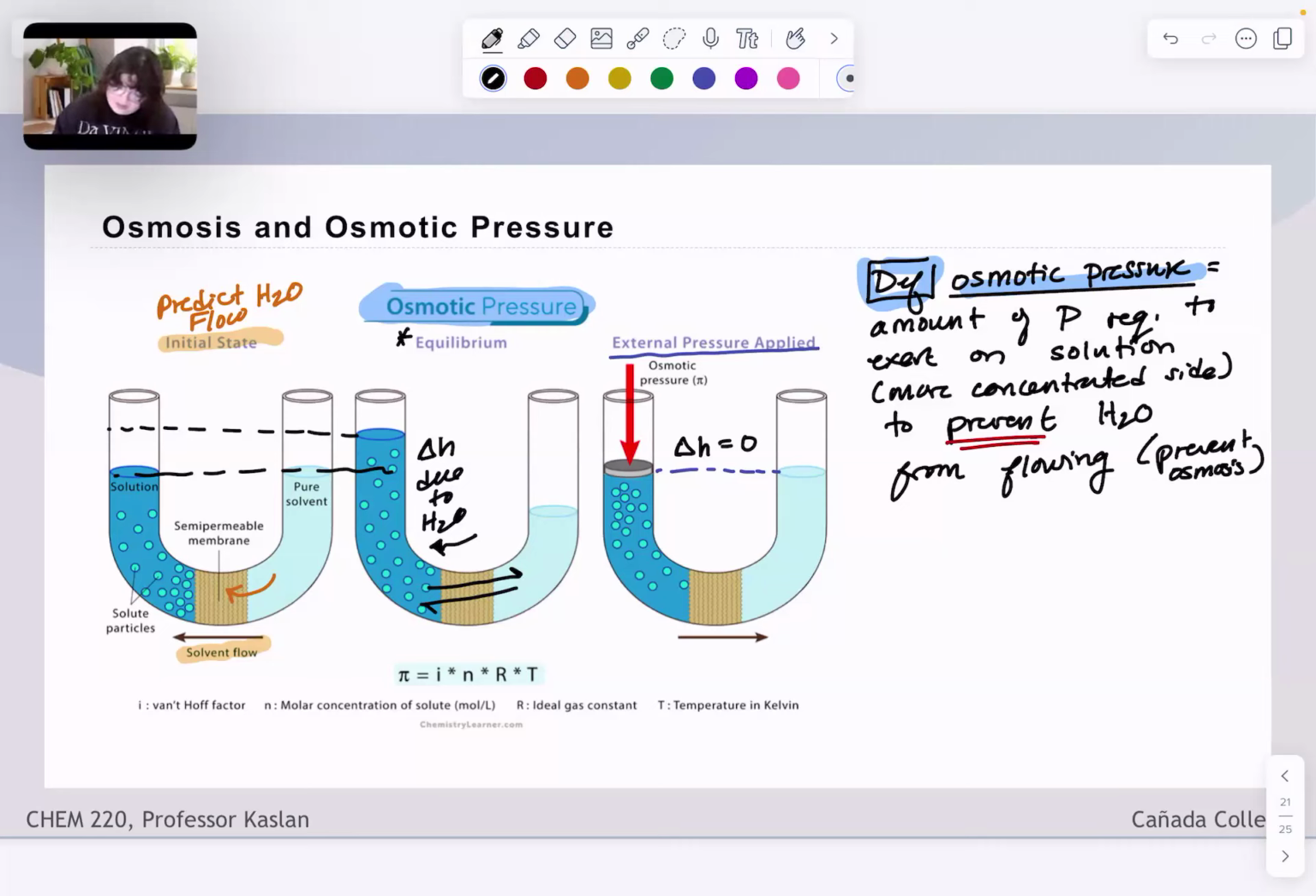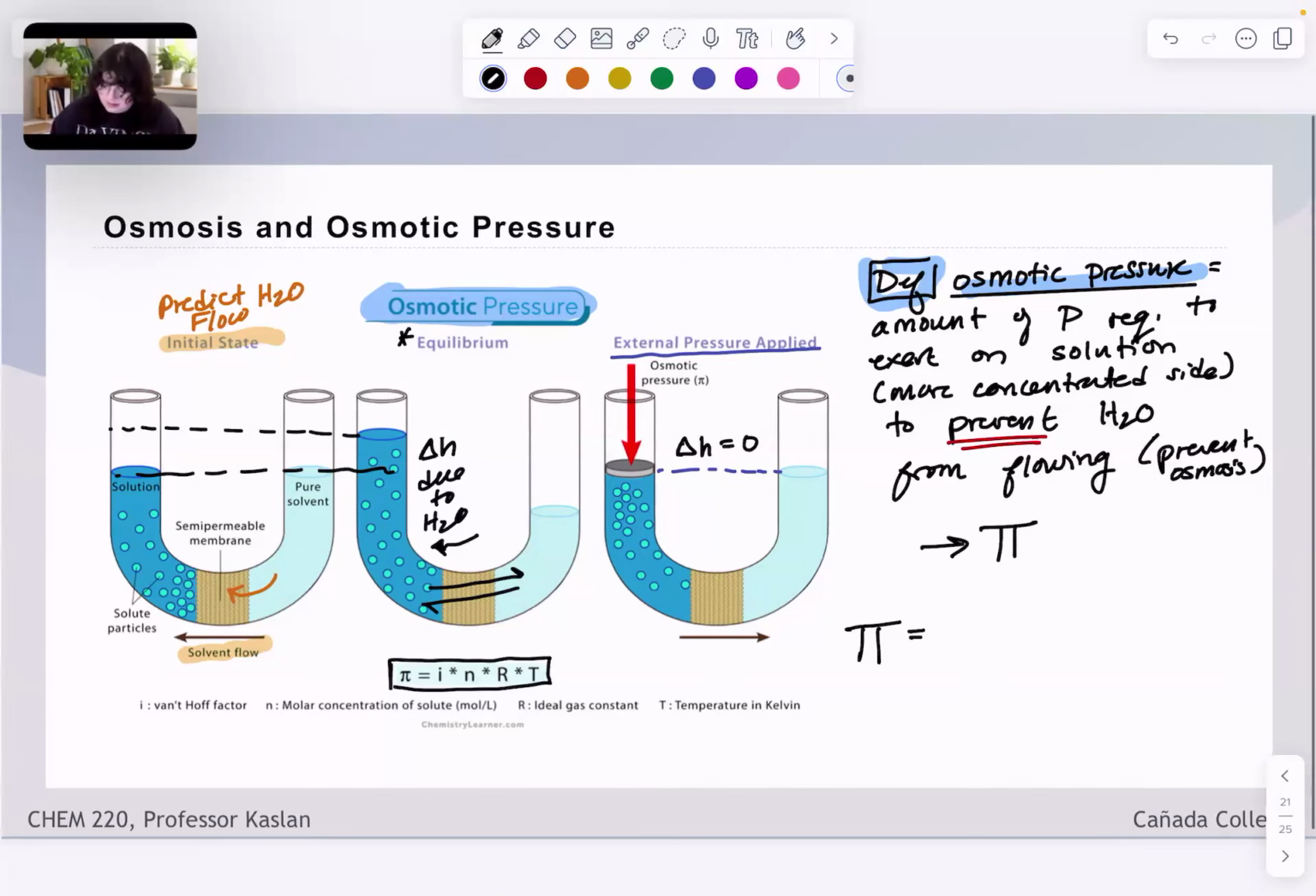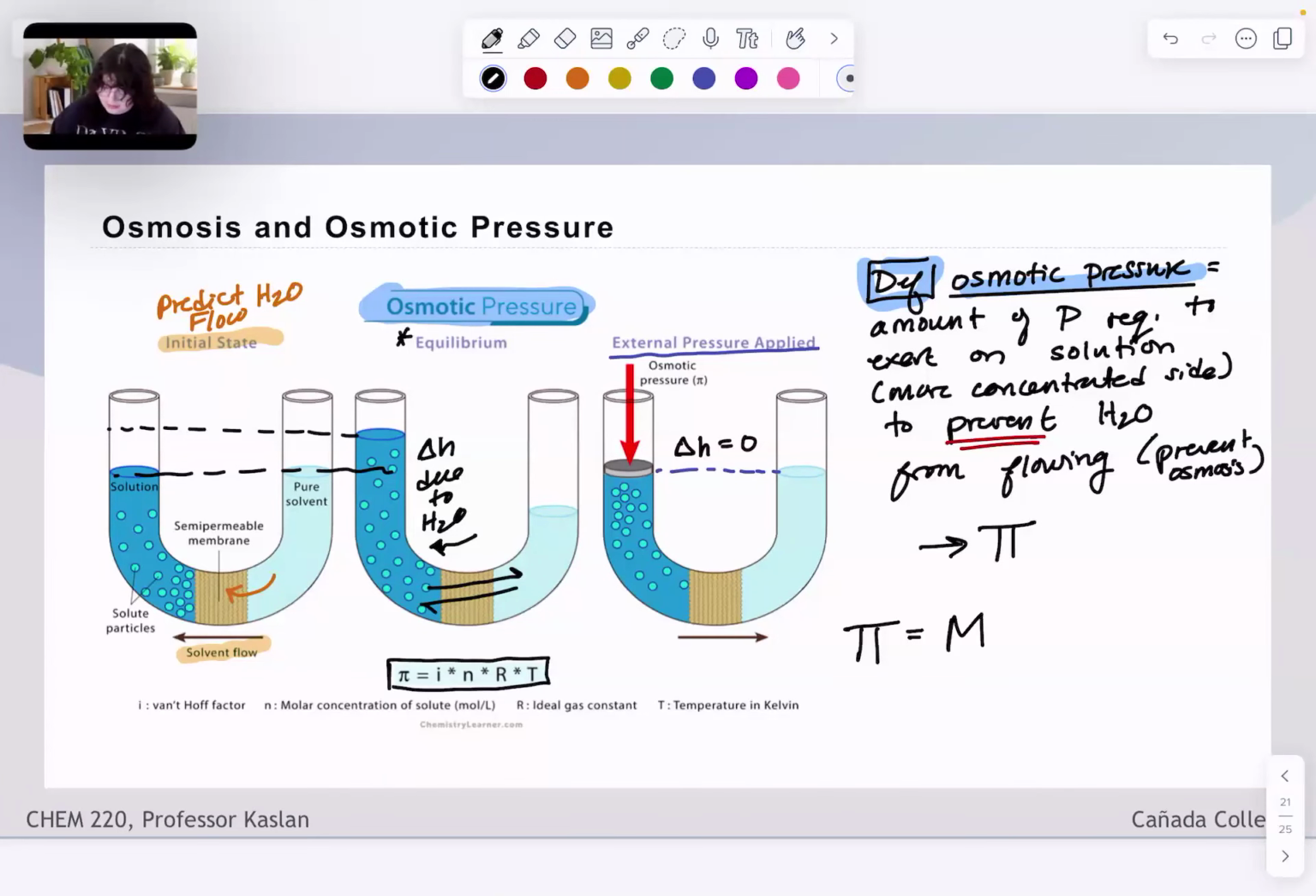We have a symbol for osmotic pressure. This is capital Pi. And you can see that the definition for osmotic pressure is given down here. So if you wanted to calculate the osmotic pressure of a solution, meaning how much pressure you would have to exert on that solution to prevent osmosis from happening, this would be equal to M, the molarity or molar concentration of solute, times R times T times I.